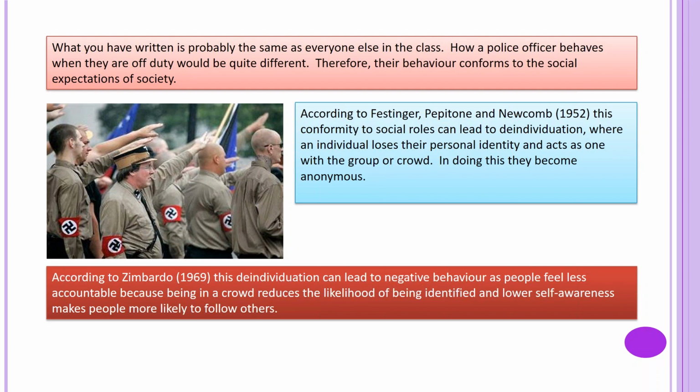According to Zimbardo, 1969, this de-individuation can lead to negative behaviour, as people feel less accountable because being in a crowd reduces the likelihood of being identified, and lower self-awareness makes people more likely to follow others.